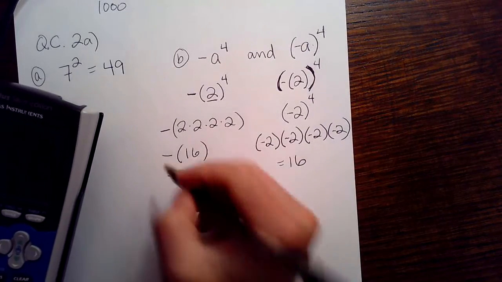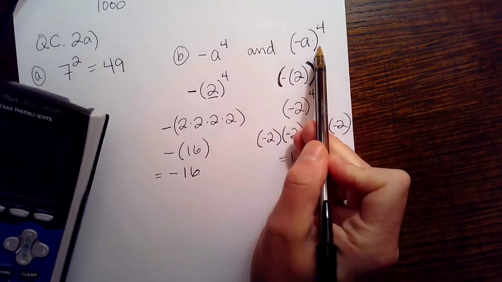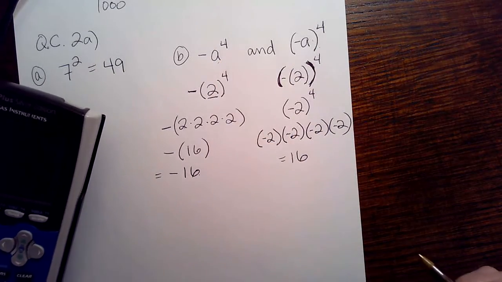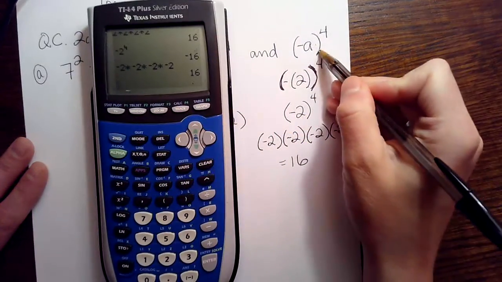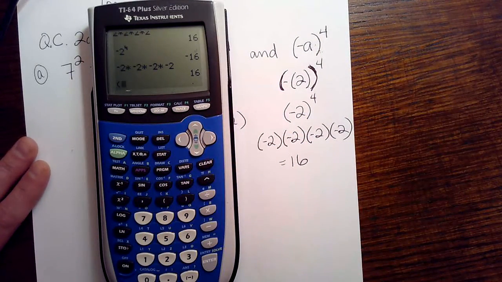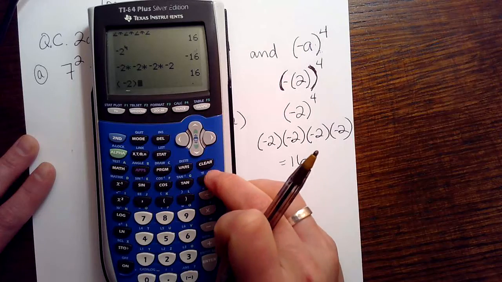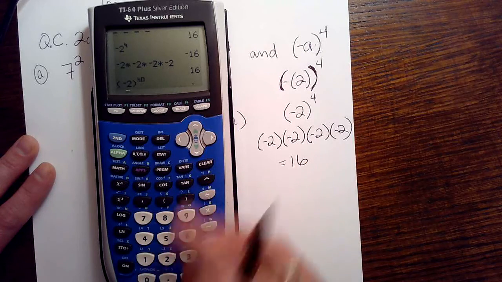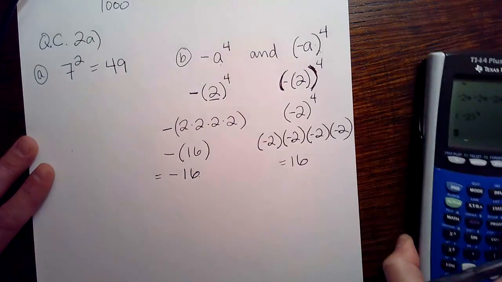Well, wait, these are slightly different. Notice whether there's parentheses or not makes a difference. And we can check that in our calculator as well. If there are parentheses in the example, I also need to put them in my calculator. Parentheses, negative 2, end parentheses, up arrow, fourth power is positive 16.